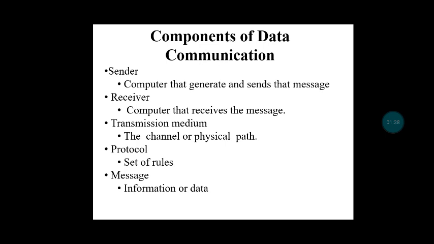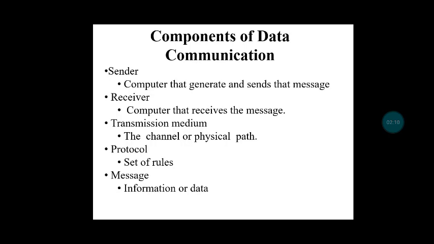We have five components: sender, receiver, transmission medium, protocol, and message. Sender is nothing but a computer that generates and sends the message. Receiver is the computer that receives the message from the sender. Transmission medium, we have two types of medium used in network communication: wired and wireless media.